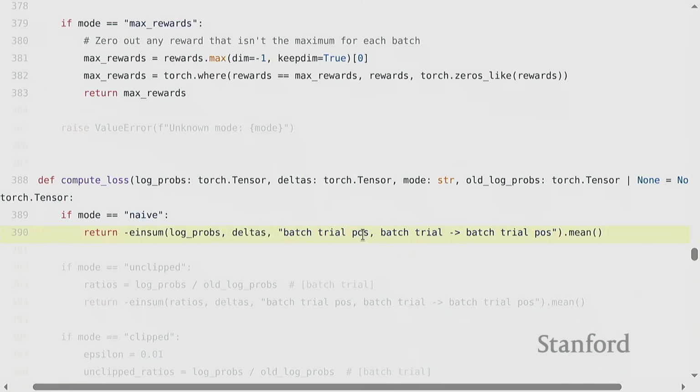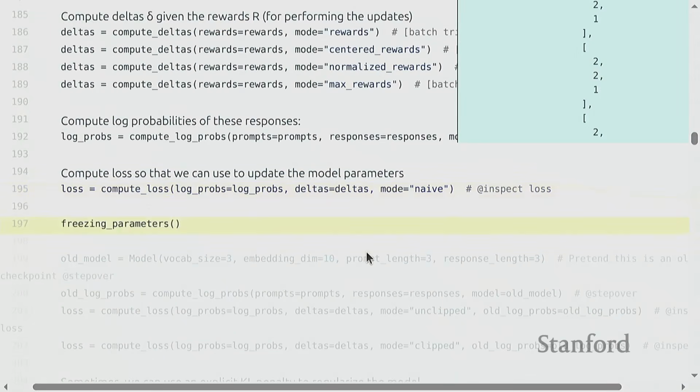Remember, log probs is batch, trial, pause, and deltas is batch, trial. And this is because it's outcome reward. There's no position dependence on the deltas. So basically the deltas get broadcast to every position. If you had process reward, then the deltas would be per position as well. Okay, so that's the naive thing.